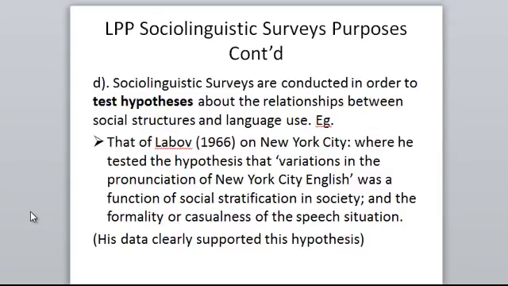Labov 1966 on New York City, where he tested the hypothesis that variations in the pronunciation of New York City English was a function of social stratification in society. It was a function of the social divisions in the society. You know, social divisions are there in the society. Some people are of a higher class, some people are of the middle class, the others are of the lower class. That kind of stratification is very, very important because it also leads to specific choice of language use.